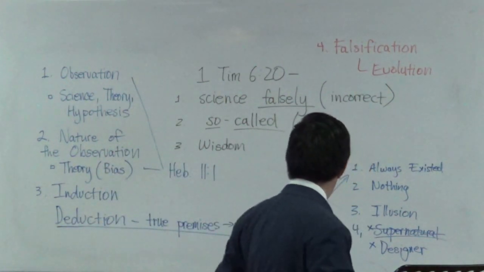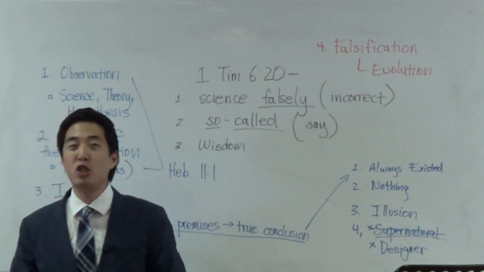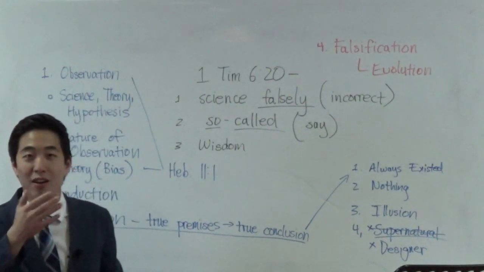So falsification, that's the problem right there. It only takes one, and that should be the goal of the scientific theory. So my question is this, why didn't they do that then?